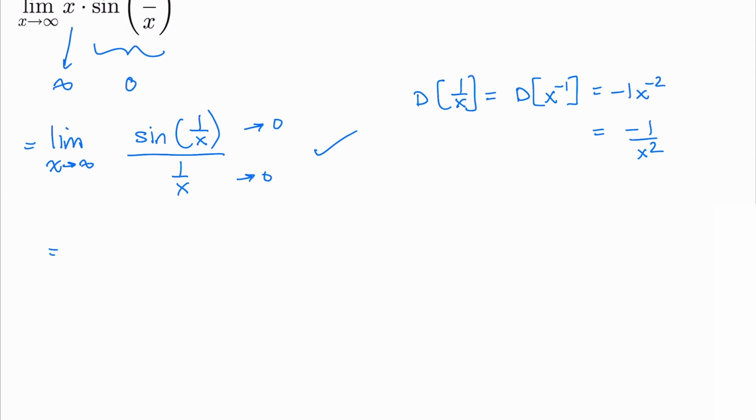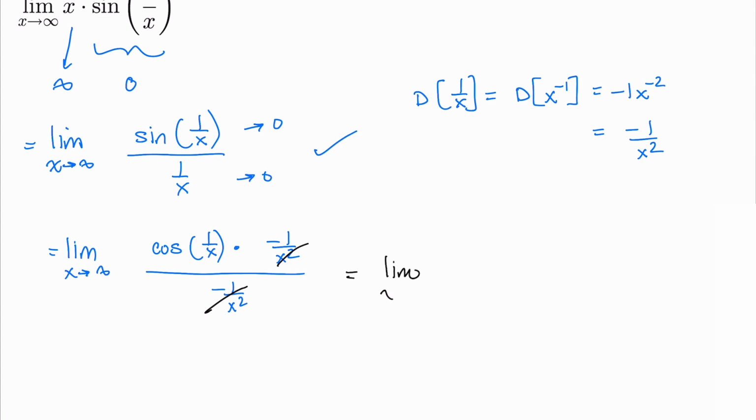So when we apply L'Hopital's rule here, the derivative of sine of 1 over x is the cosine of the something times the derivative of the inside. And then the derivative of the denominator is negative 1 over x squared. That's actually really good news because the same thing showed up in the numerator and denominator. Those essentially cancel out, which means we have the limit as x approaches infinity of cosine of 1 over x.